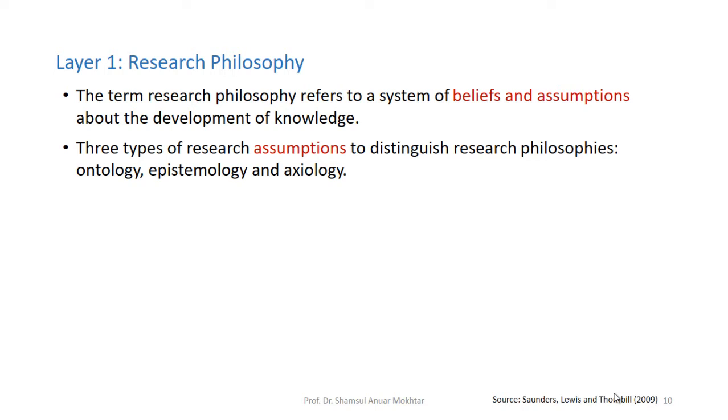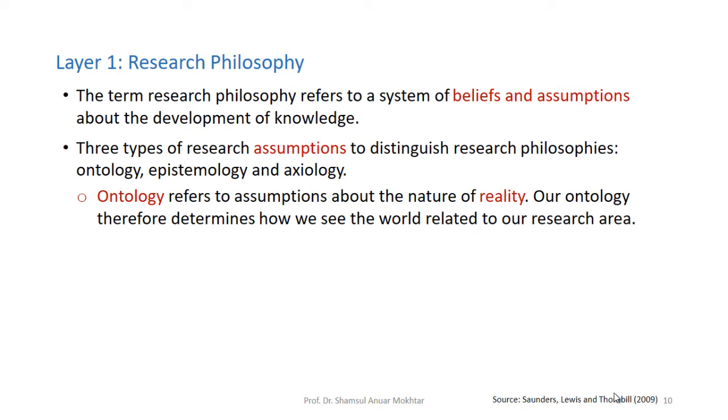Now, these types of assumptions are ontology, epistemology, and axiology. Now let us go one by one. Ontology refers to assumptions about the nature of reality. Our ontology, therefore, determines how we see the world related to our research area. So basically, in general, we will look into examples later on.